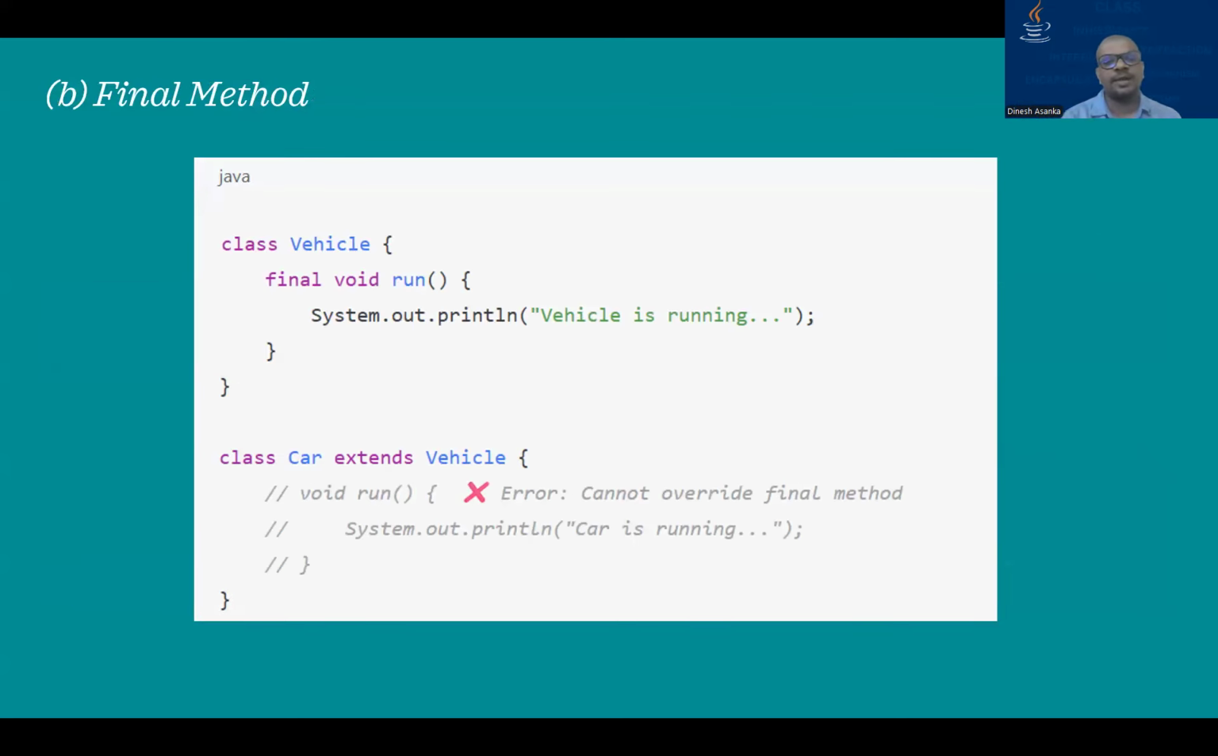Then we can apply the final keyword to methods as well. When I define a class, I have a class Vehicle. Then I can say final void run. Run is the method, and void is the return type. Void means you are not returning anything. When I say final, that is the method implementation. Now, when you extend this Vehicle class to a Car class, you will not be allowed to override the run method. You have to rely on the superclass method. So that is where you use final in methods.